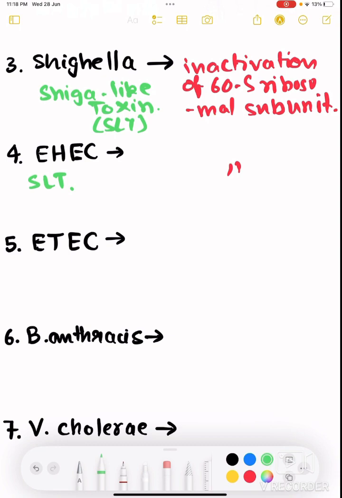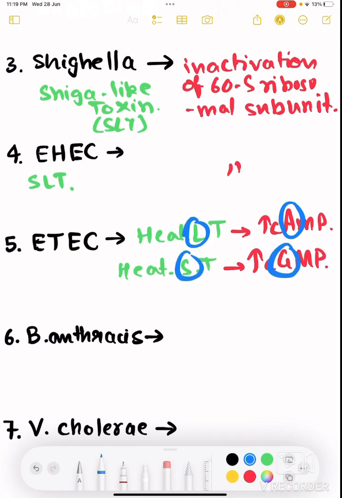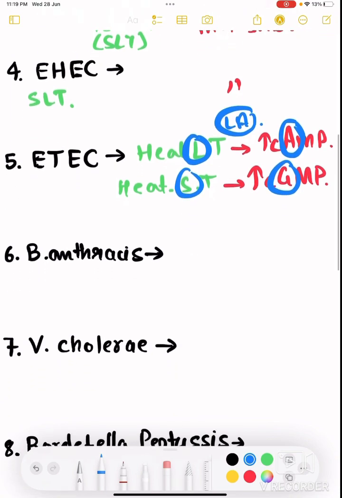What about ETEC? Enterotoxigenic E. coli has two toxins: heat labile toxin and heat stable toxin. The heat labile toxin acts via increasing cyclic AMP. Right. For heat stable toxin, it acts by increasing cyclic GMP. Right, very important. So it's like this: L, labile toxin, A. So LA, Los Angeles. I have remembered it in this way.